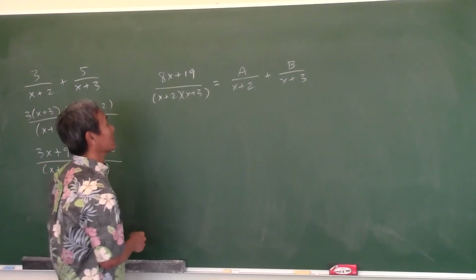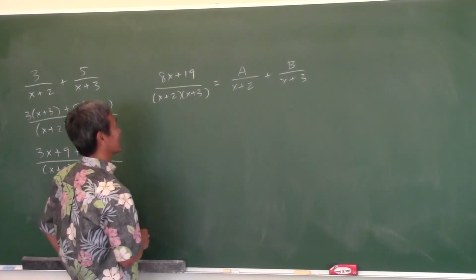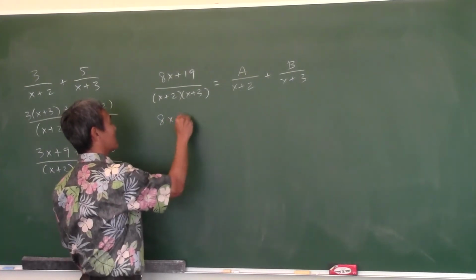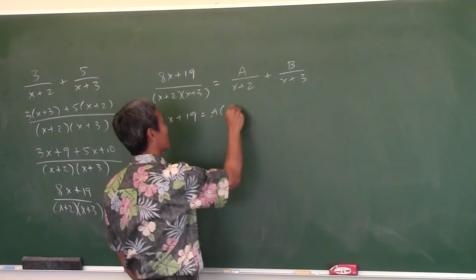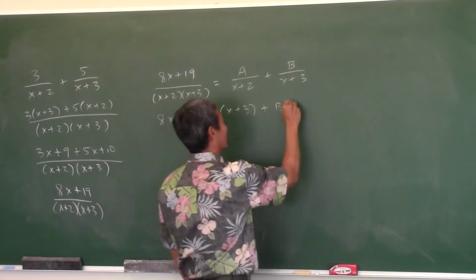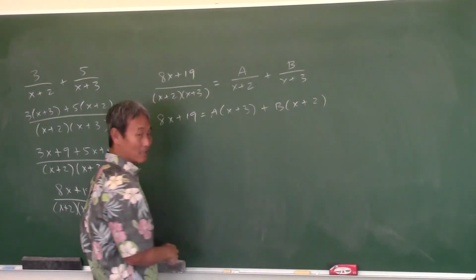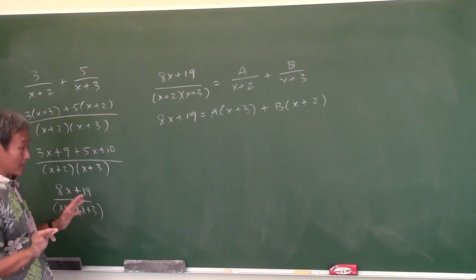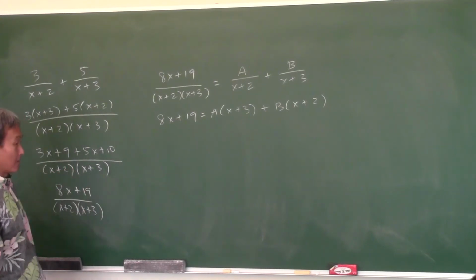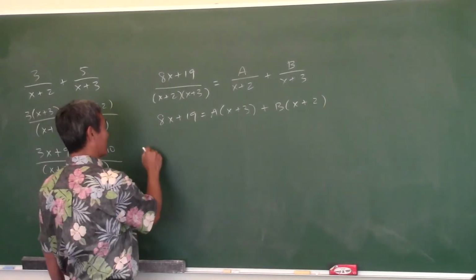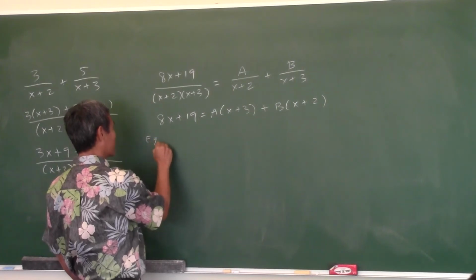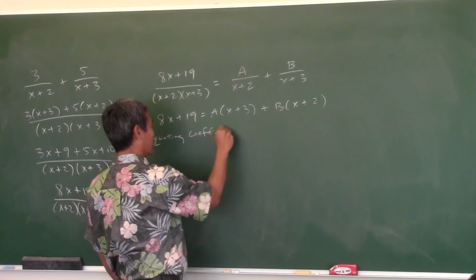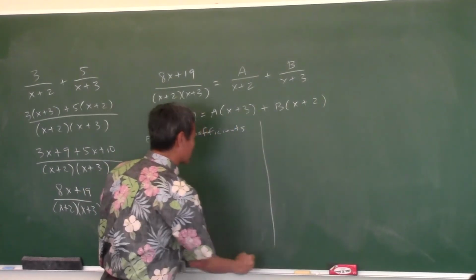Okay, so watch what I'm gonna do. Clear the fractions. Multiply both sides by the LCD. You'd be surprised every year how this step trips up people. If I multiply both sides by the LCD, you get this, right? Now, once you get to this step, there's two methods of doing it, and I'm not gonna tell you which one to use. You just figure out whatever works for you. The first method is called equating the coefficients.